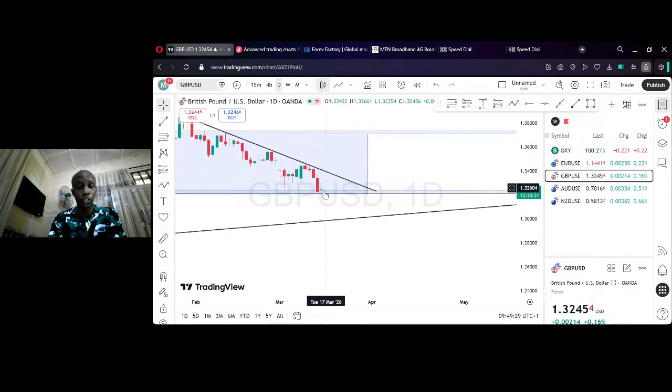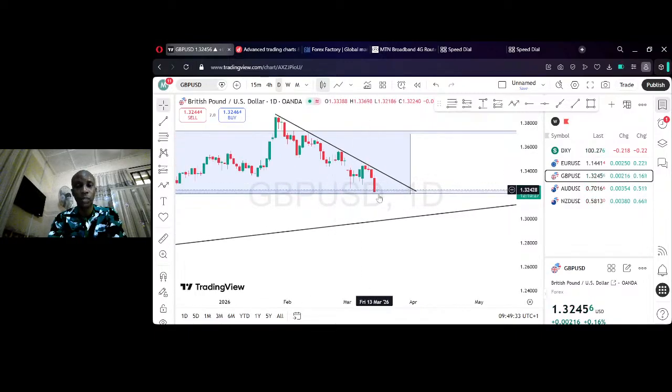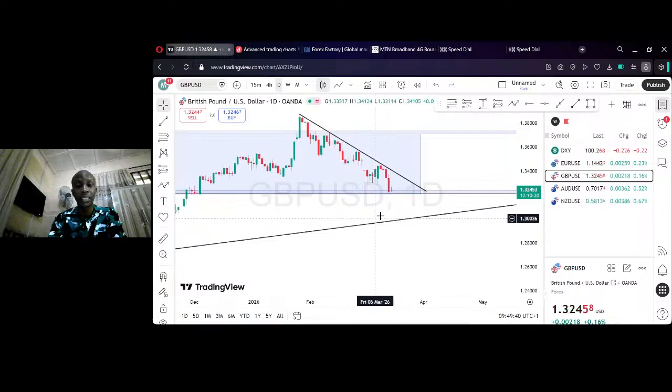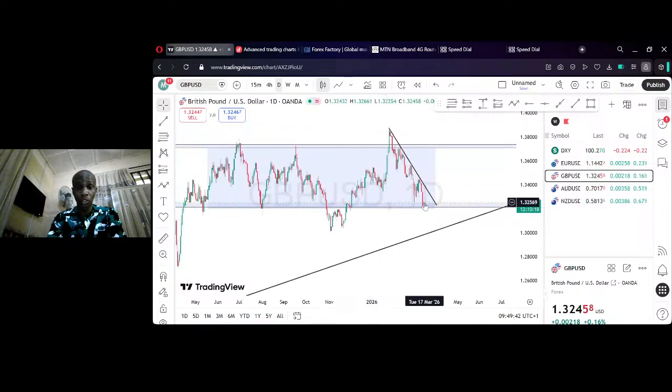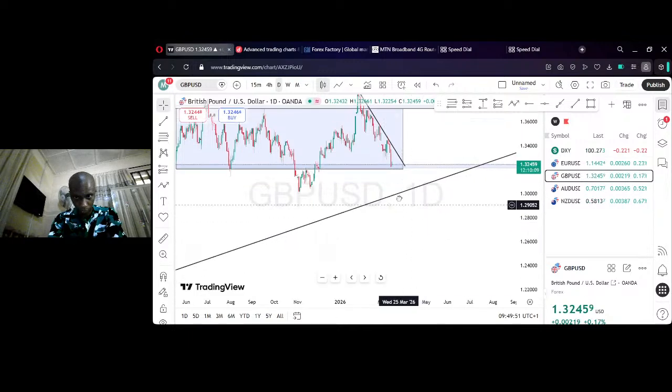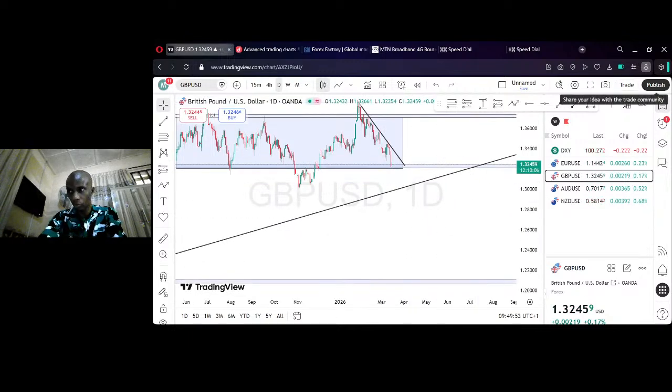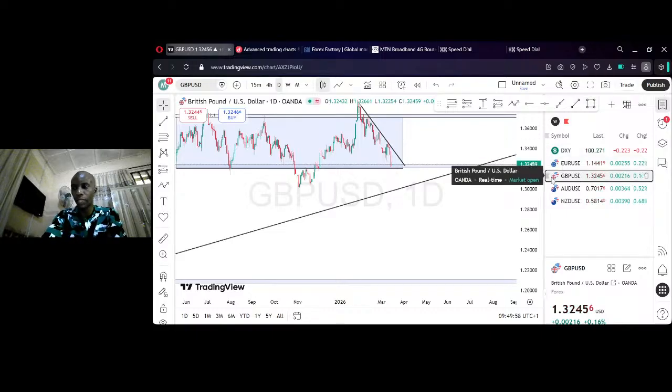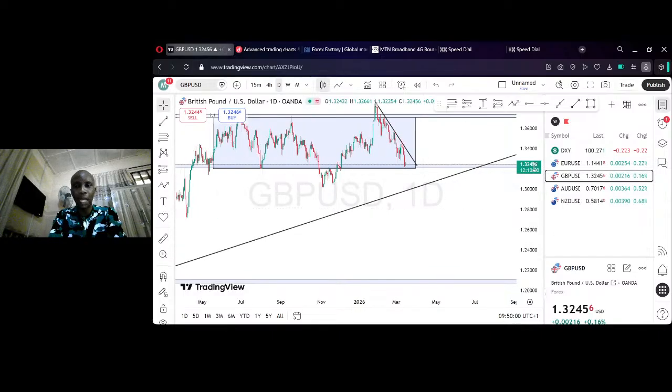After the pullback for a lower high, price will push back down again to attempt this trend line for the third attempt. And if price can come right here to attempt this trend line again for the third attempt, if it should hold, we are coming up. But if it should break out, we are coming down.